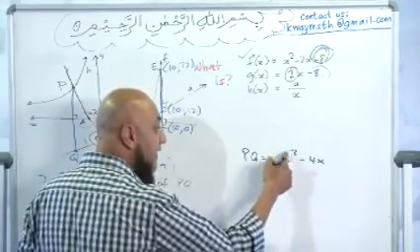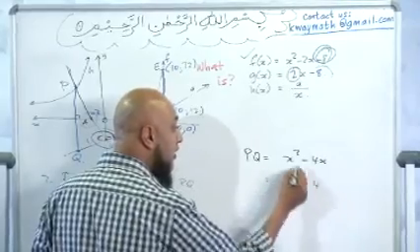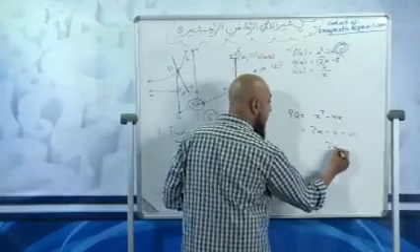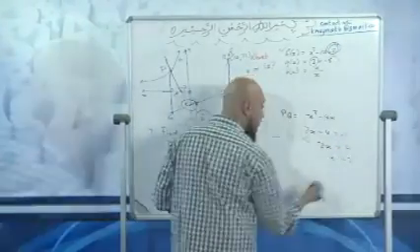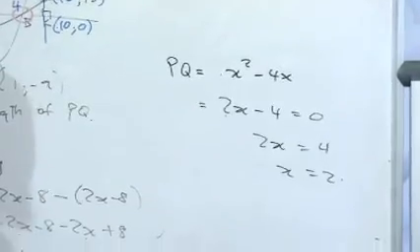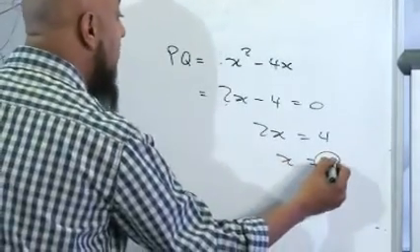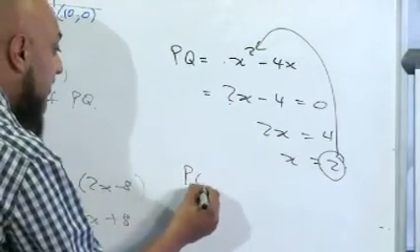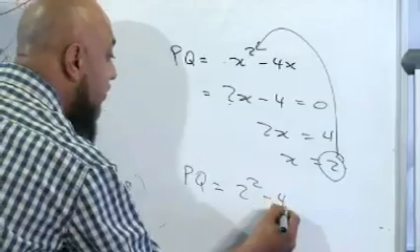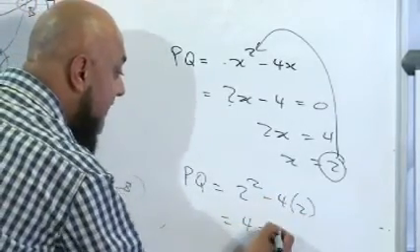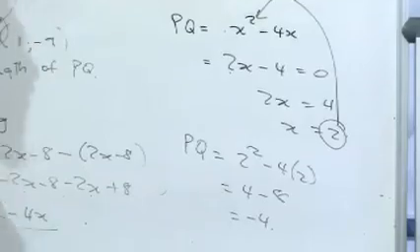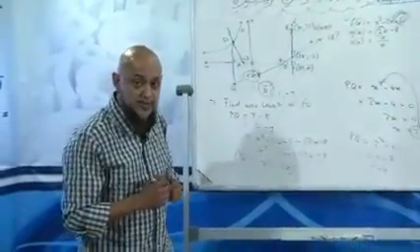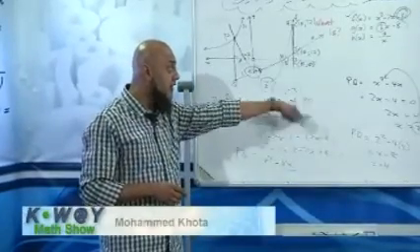The derivative of this is going to be 2x minus 4. We set the derivative equal to 0: 2x minus 4 equals 0, 2x is equal to 4, x is equal to 2. You can take this 2 and plug it back into the original. You get PQ's distance equal to 2 squared minus 4 into 2, which is 4 minus 8, which is minus 4. Distance can never be negative, so PQ's distance is 4 units. So this is the derivative method.